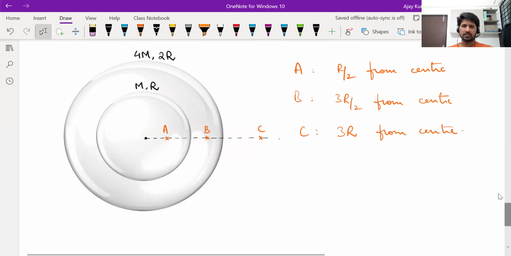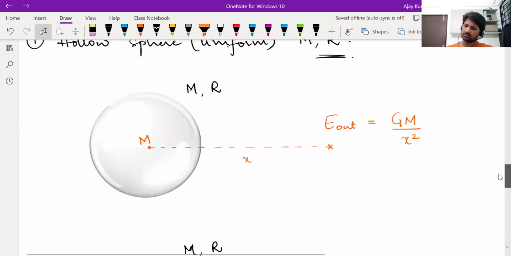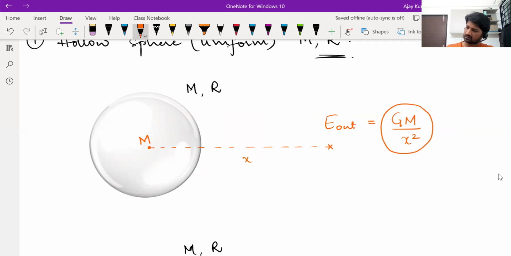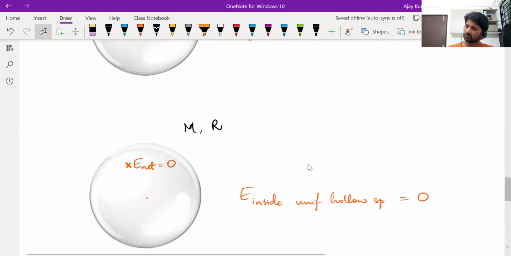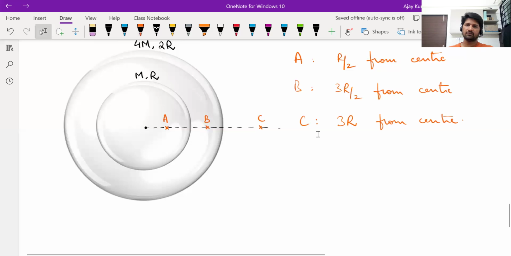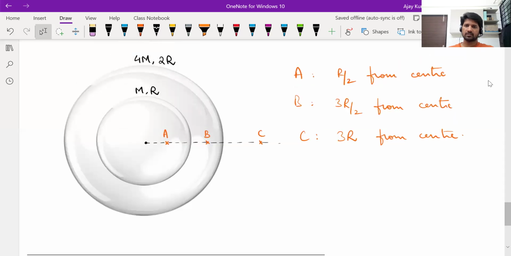So keep this formula in mind, all of you. Once you are outside a hollow sphere, the field produced by it is GM by x square, where x is the distance to the point from the center of the sphere and M is the mass of the sphere. But when you are inside the hollow sphere, the field produced by it is 0. Using these, derive the net fields at A, B, and C. I'll give you all 3 minutes. Solve it quickly.